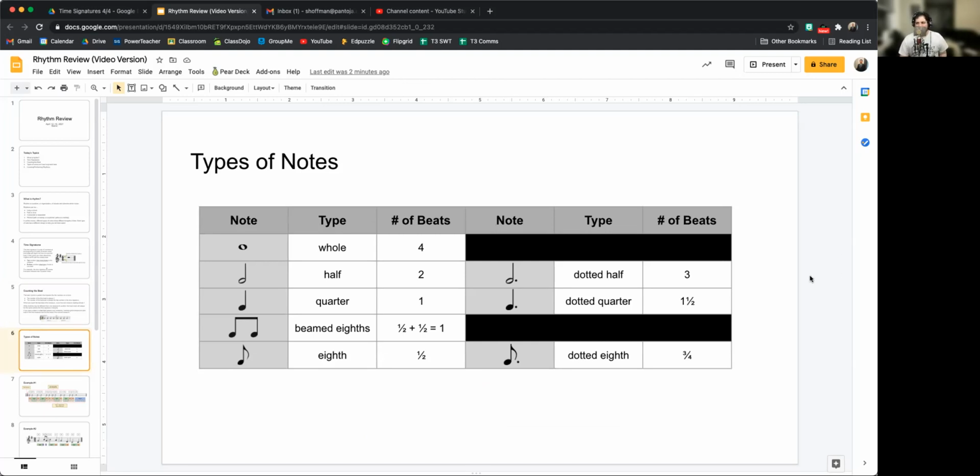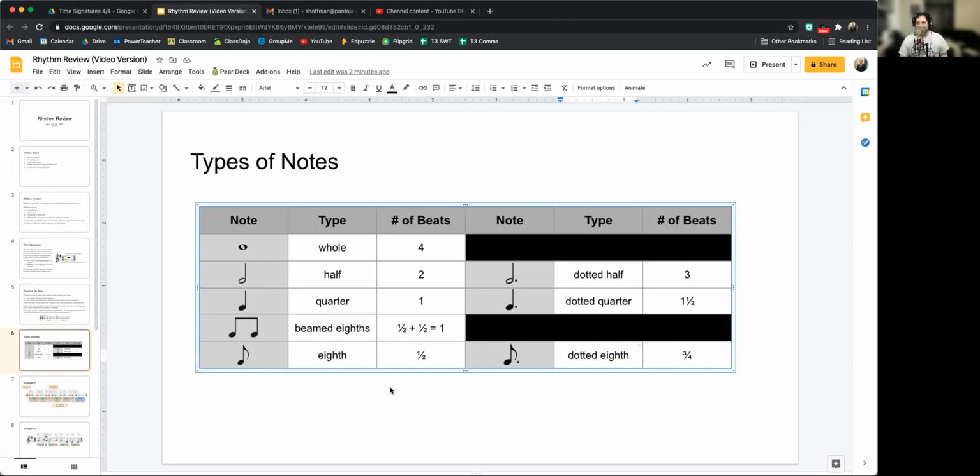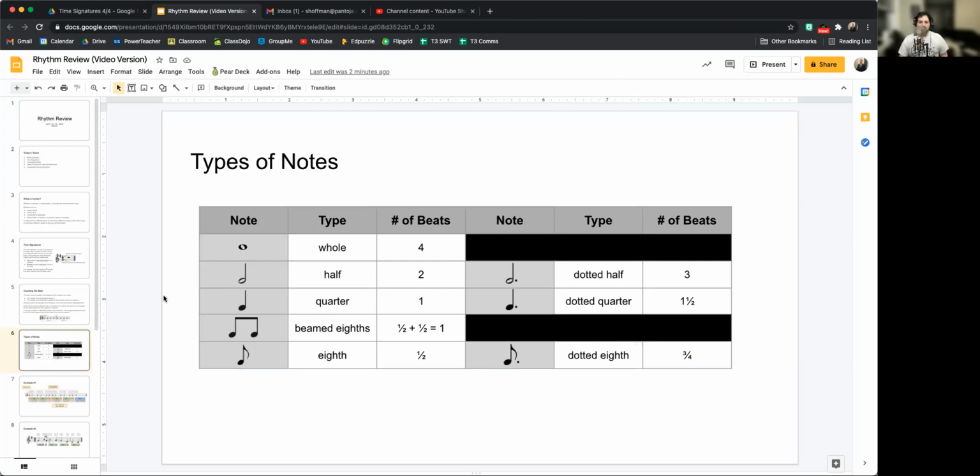There is also a dotted eighth here. We actually haven't talked about that, I'm realizing, but no worries. That's just there for your reference, and because it has a cool shape. All right.